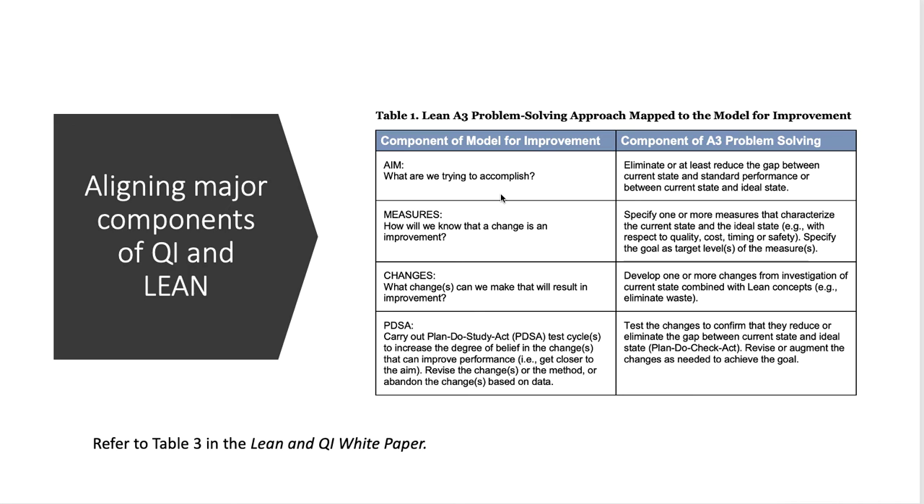Aim: define what you're trying to accomplish, eliminate or at least reduce the gap between the current state and standard performance, or the current state and the ideal state. The measures, the changes, PDSA: plan, do, study, act, test cycles to increase the degree of belief in the changes. This is the core of QI. Over here in the Lean, it's test the changes to confirm that they reduce or eliminate the gap between the current state and the ideal state, and revise or augment the changes as needed to achieve the goals.